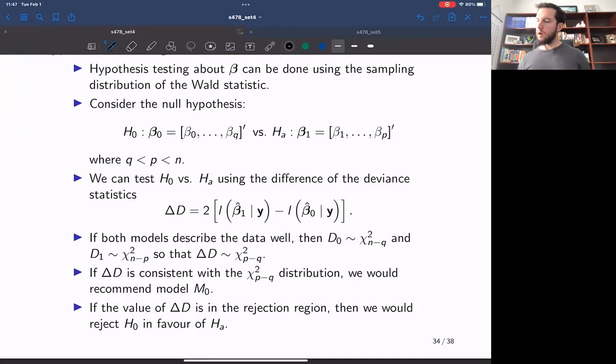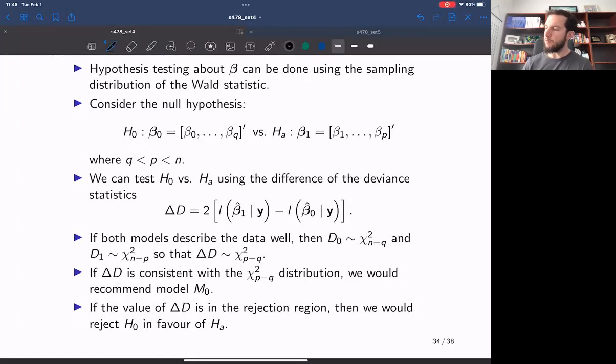We can test H naught versus H A by using the difference between those two deviances. So delta D, the difference between the deviances, is 2 times the log likelihood of the model given beta 1 hat, the larger model, minus the log likelihood of the model given beta naught hat in this case. So vector beta naught refers to the smaller of the two models.